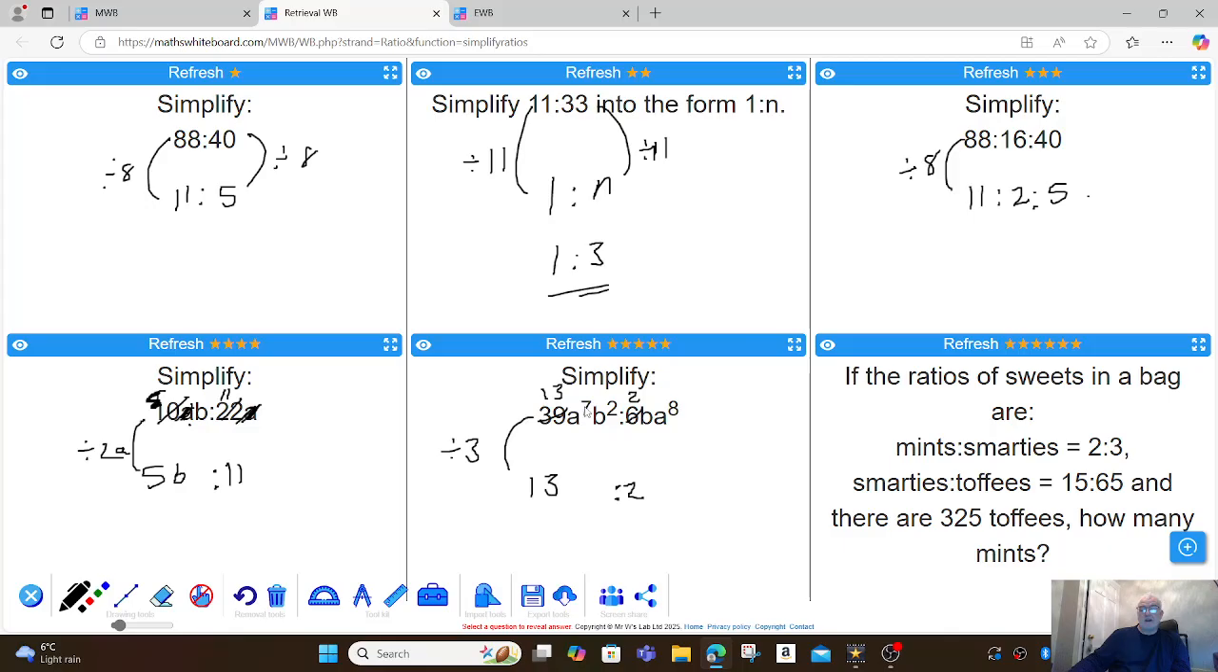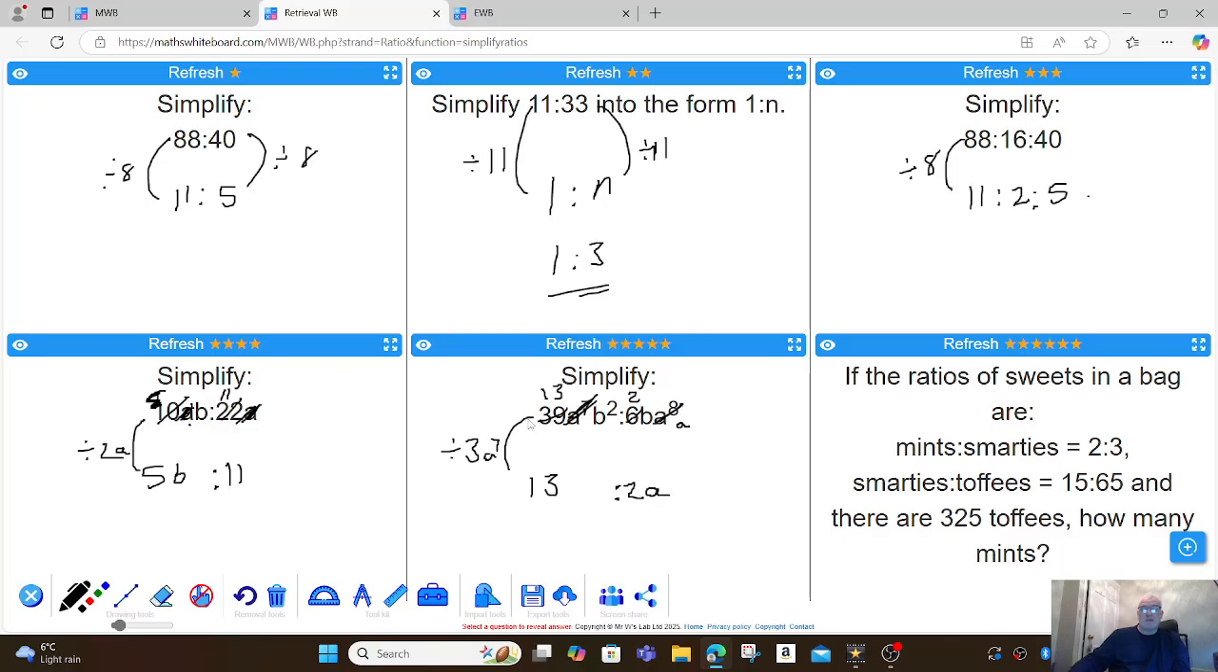I've got a to the power of 7 and a to the power of 8, so I could take out a to the power of 7. That eliminates it totally on the left hand side, and a to the power of 8 would eliminate all of it apart from one lot of a.